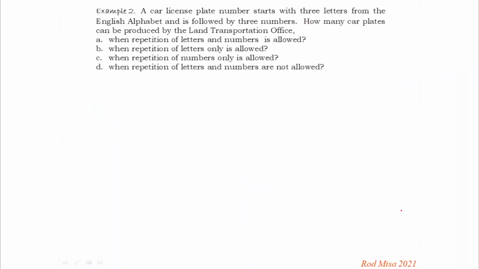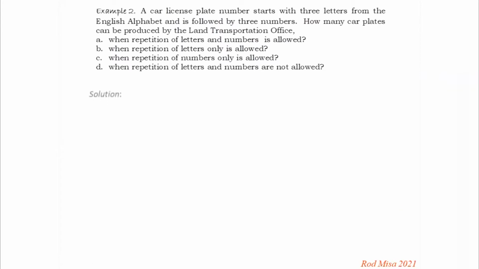Now let's proceed to our second example. A car license plate number starts with 3 letters from the English alphabet and is followed by 3 numbers. So the question: how many car plates can be produced by the Land Transportation Office when repetition of letters and numbers is not allowed? Letter B, when repetition of letters only is allowed. Letter C, when repetition of numbers only is allowed. Letter D, when repetition of letters and numbers is not allowed.